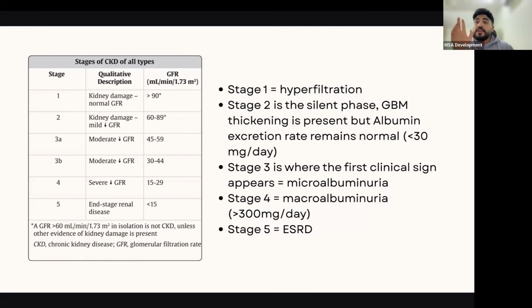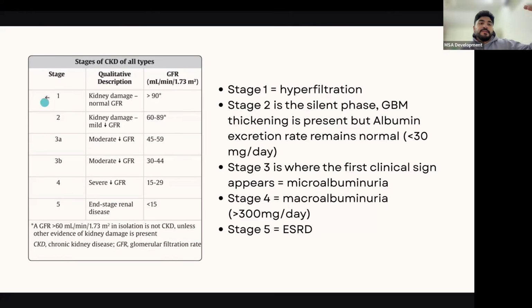What's going to happen here is that you're going to have GBM thickening and hyperfiltration, but albuminuria is not going to start here. It's going to be normal. The GFR is going to drop. Albuminuria is going to start in the third phase. In the third stage, this is where you'll start to have microalbuminuria, between 30 and 300. Stage four is where you're going to have macroalbuminuria, more than 300 milligrams per day. And stage five is your end-stage renal disease.